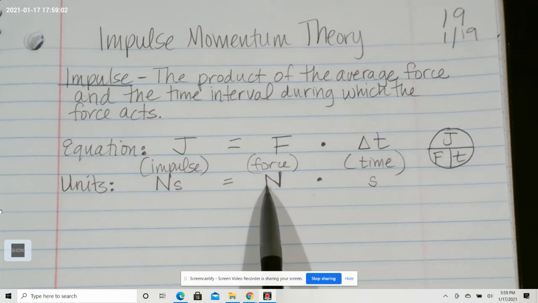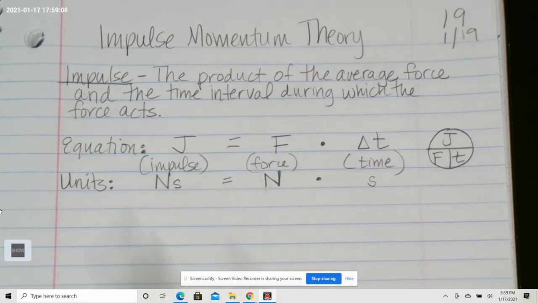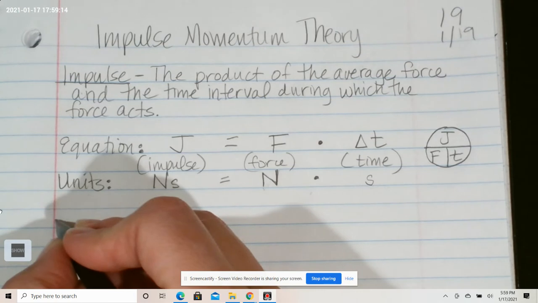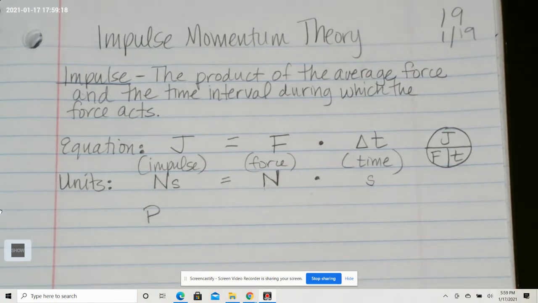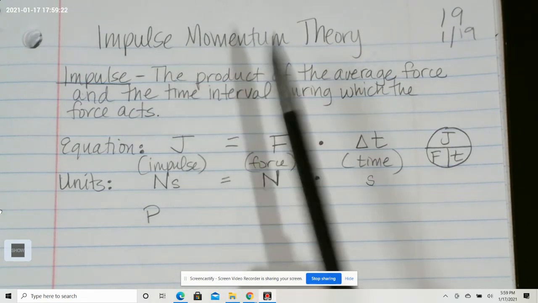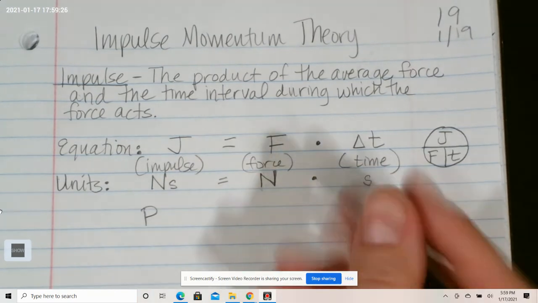So just remember, that's a Newton for force. Newton times a second equals a Newton second. Now I'm going to put the momentum equation here as well. So this first one is impulse, but I'm also going to put momentum out here so we can compare them, because the whole idea is we want to see how impulse and momentum are the same. So it's called the impulse momentum theory. And we will do practice problems for both.